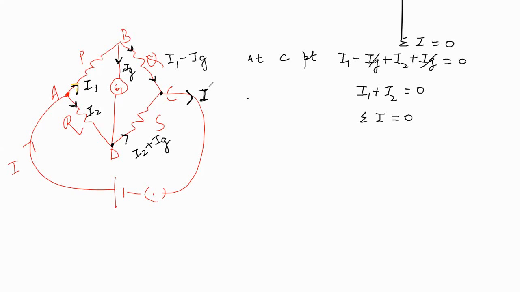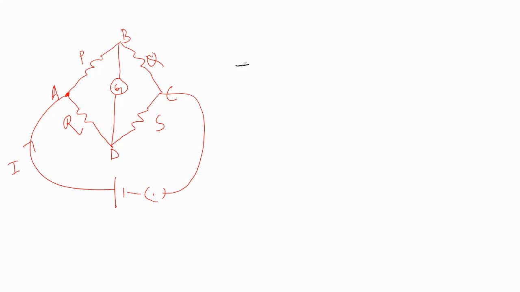After resolving your circuit with different directions of current, now you can use Kirchhoff's voltage loop law for different loops. So the first equation I can write over here, using the junction point A: I is equal to I1 plus I2.